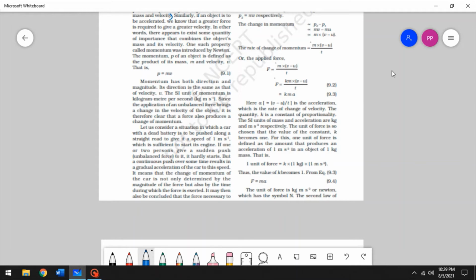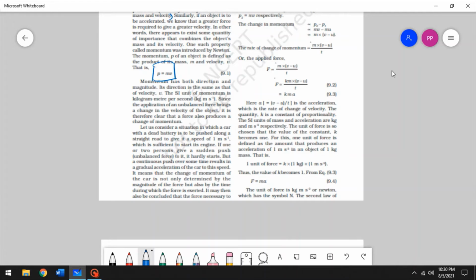Momentum is the product of its mass and its velocity. So momentum, which is represented by the lowercase letter P, is the product of mass and velocity. So here we have the equation P equals mv. That is the definition of momentum.